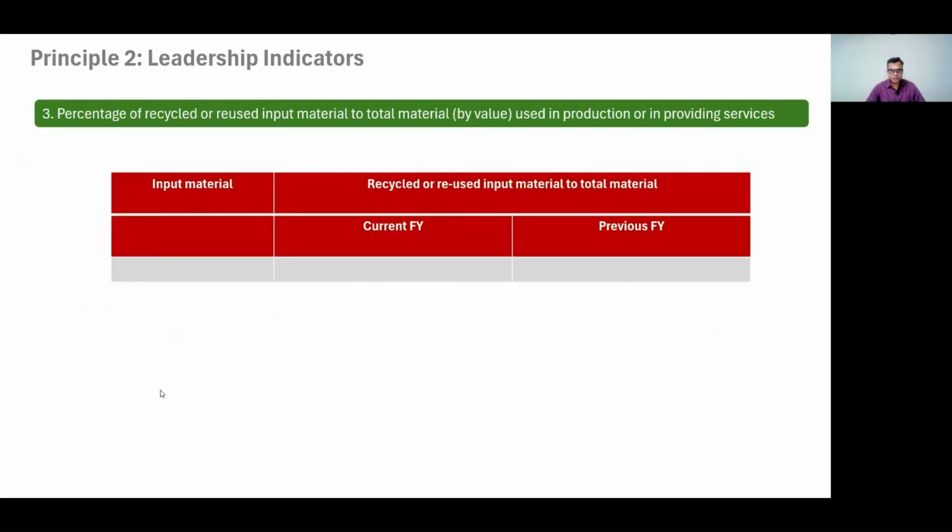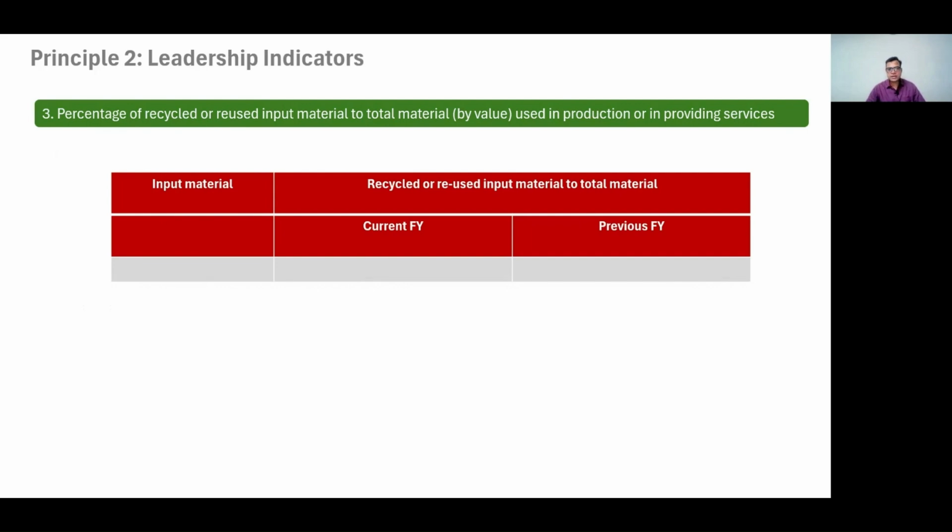Indicator number 3 under the leadership indicators is the percentage of recycled or reused input material to the total material by value used in production or in providing services. So the company, as we had discussed in that chart, can buy the recycled plastic from the market and reuse it in making its packaging.